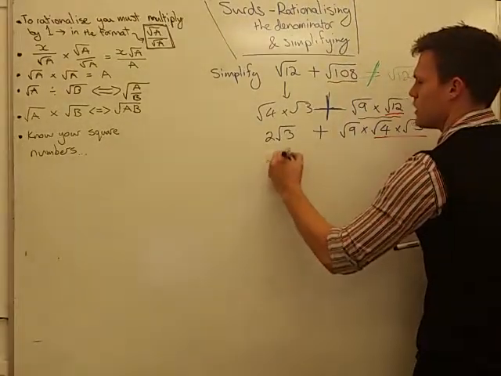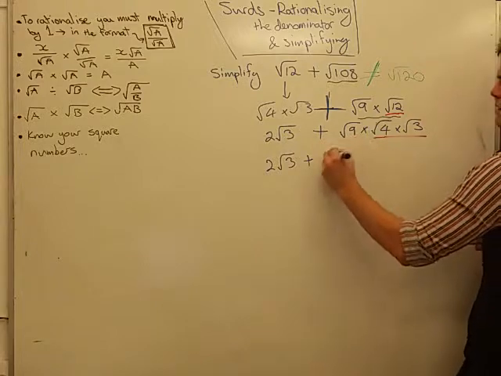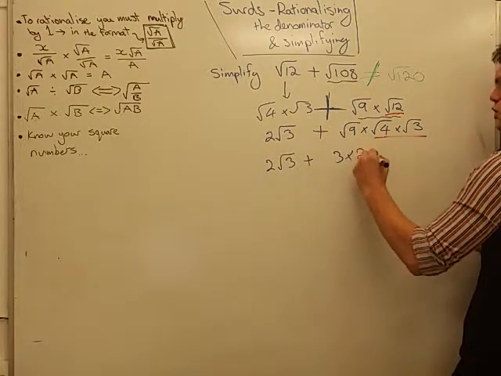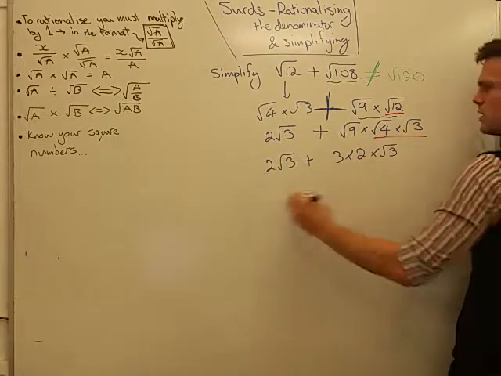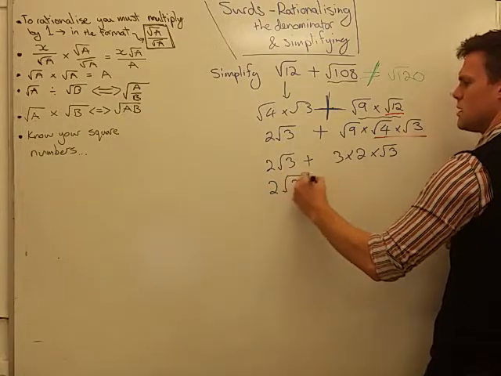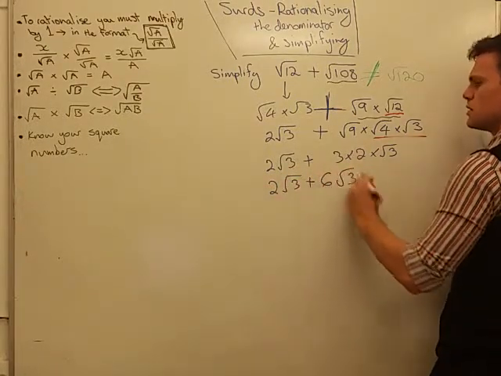I've still got 2 root 3 over here, plus this is going to be 3 times 2 times root 3. So I've got 2 root 3's plus 6 root 3's.